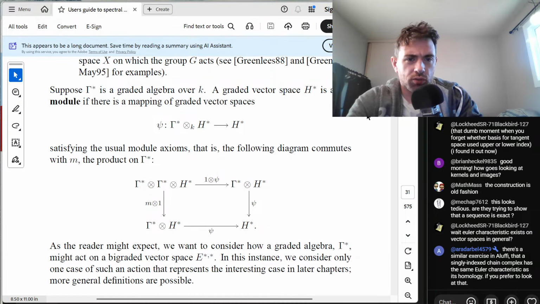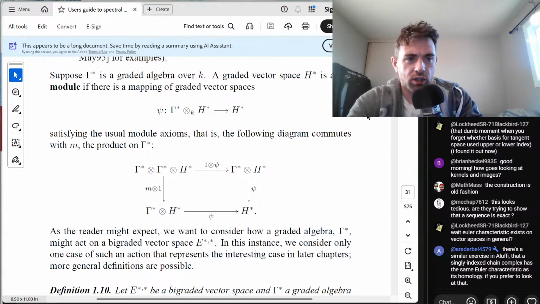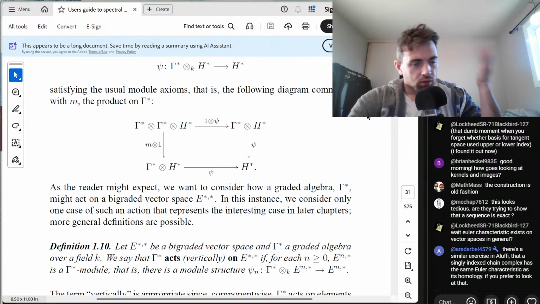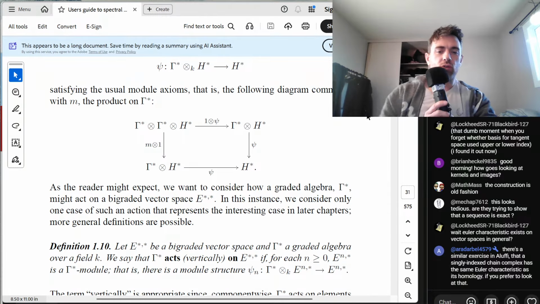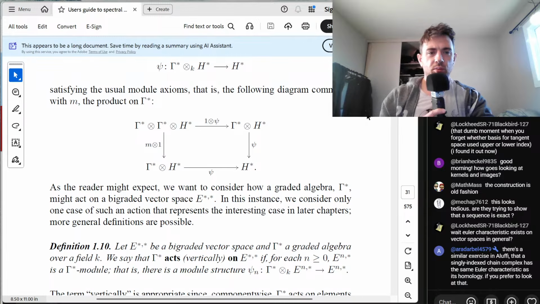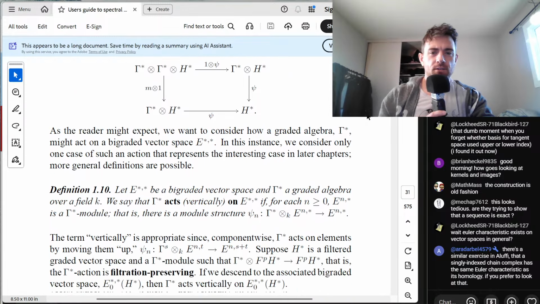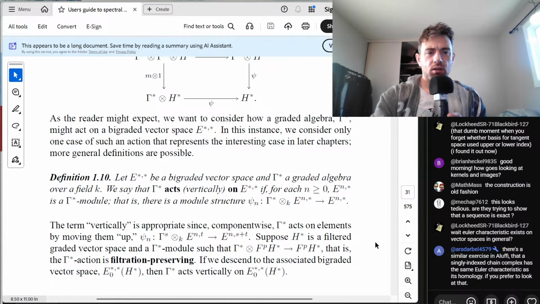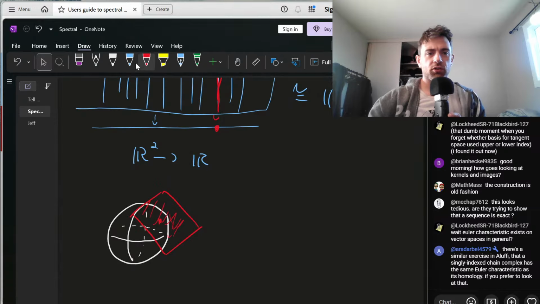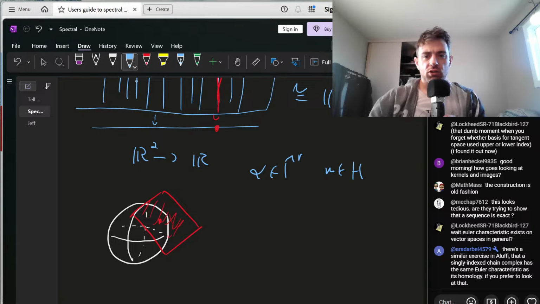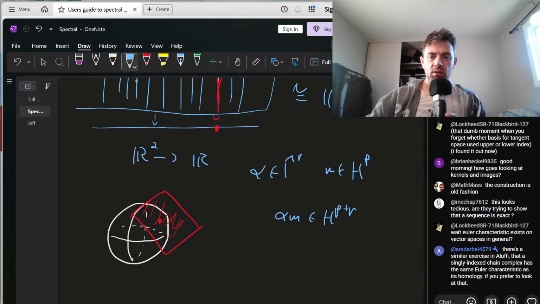Okay, so suppose we have a graded algebra. A graded vector space H is a gamma star module if there's a mapping, okay, we've got associativity. Probably it's going to preserve the grading or increase the grading in some way, right? Yeah, maybe I'm wrong, but I'm guessing we're going to have something like, if alpha is in gamma R and m is in H^p, then alpha m should be in like H^(p+R) or something. Probably we want that.